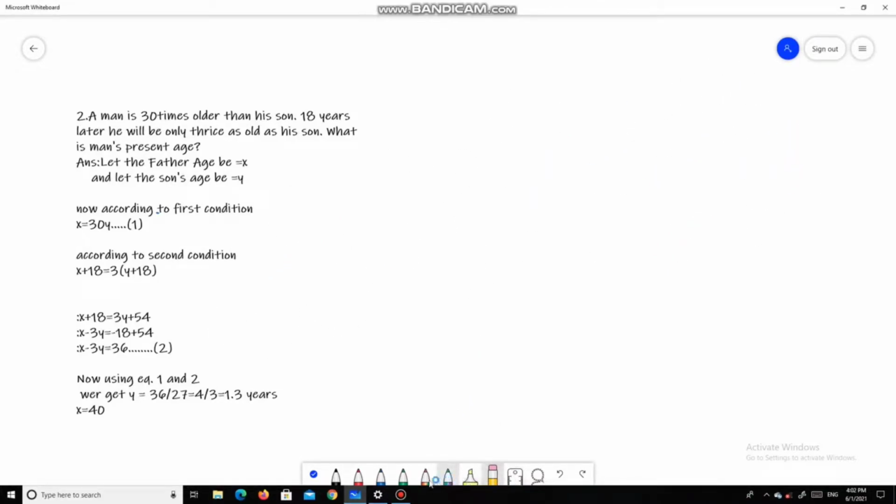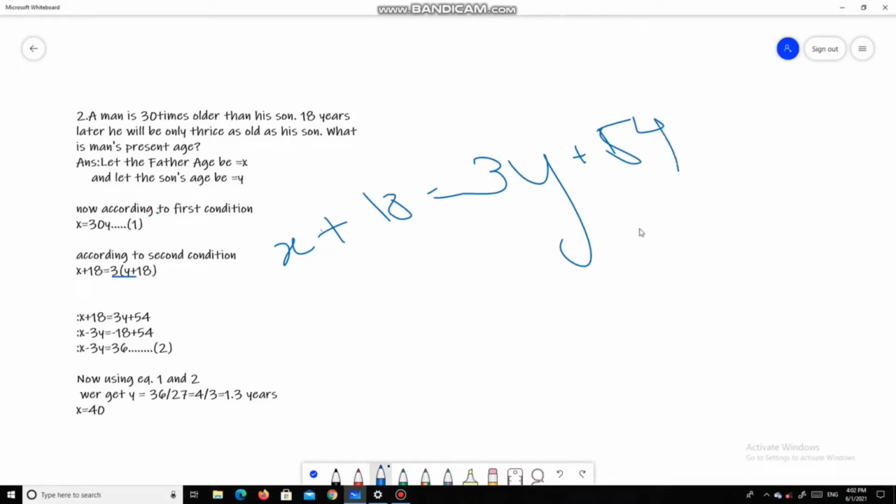See, this is the equation. When we remove the bracket, it becomes x plus 18 is equal to 3y, 3 into y is 3y, and 18 into 3 is equal to 54. So here we write 54.